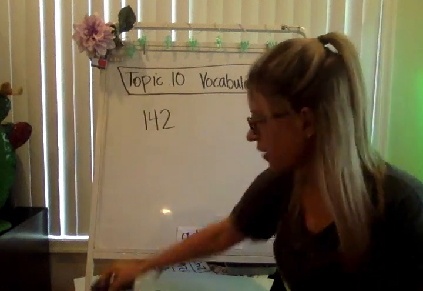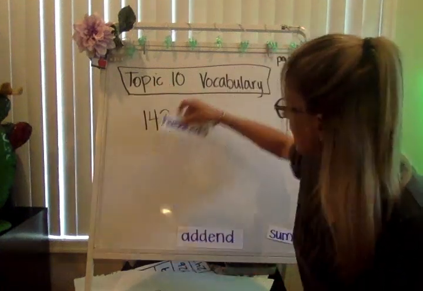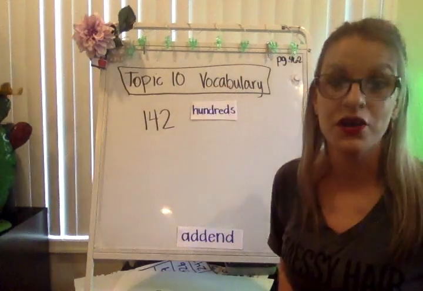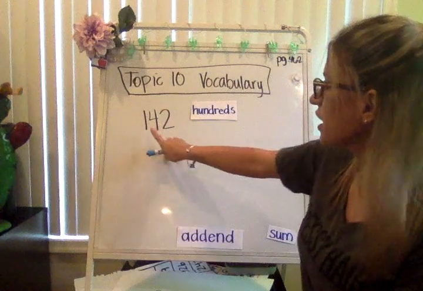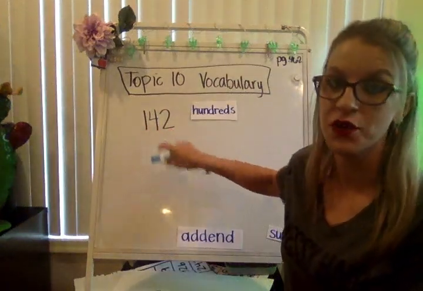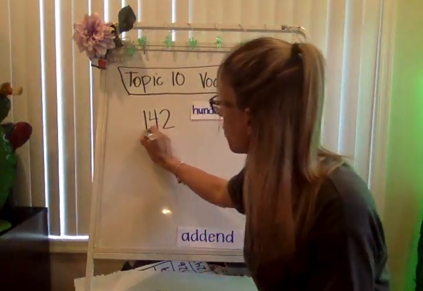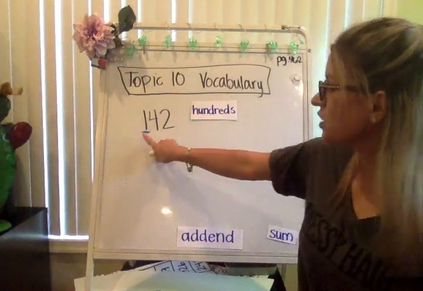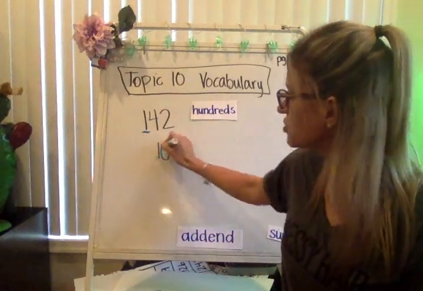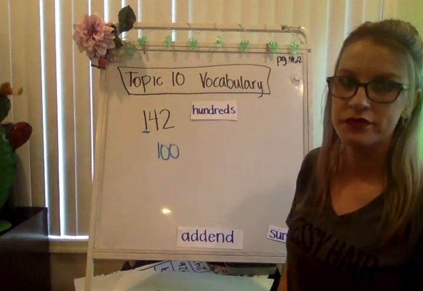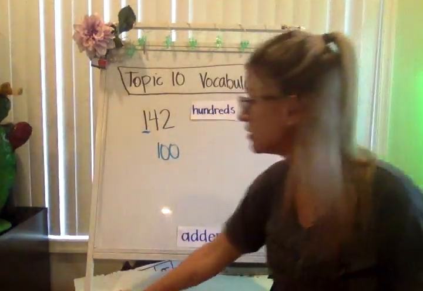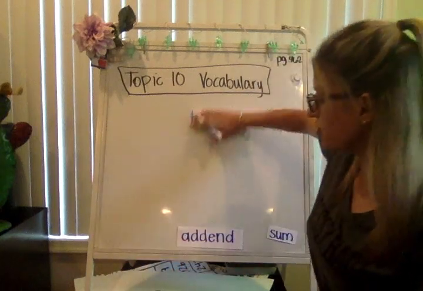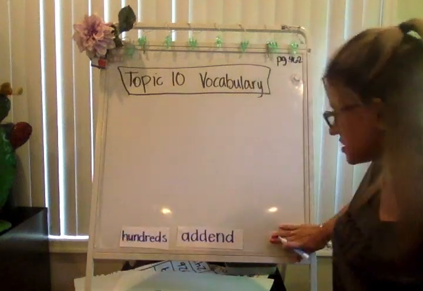The next term I want to talk about is hundreds. If I asked you how many hundreds are in the number 142, you would say 1. It is in the hundreds place. The value of this digit is 100. Hundreds. That's another word that we are talking about during this time.